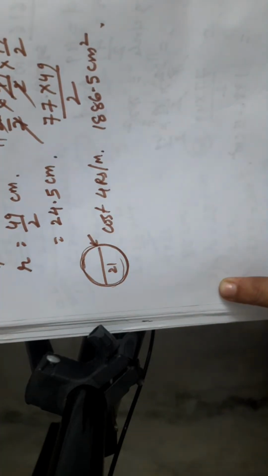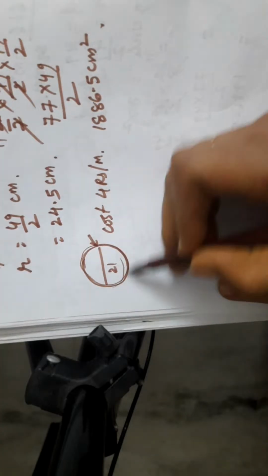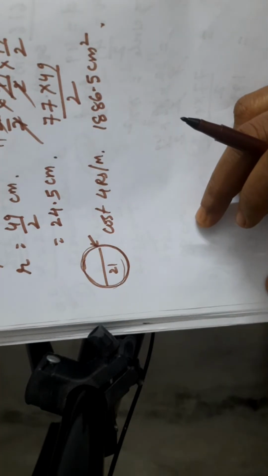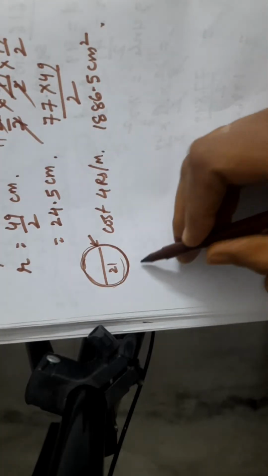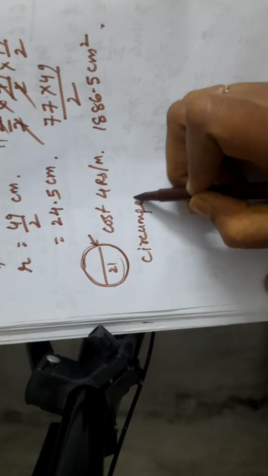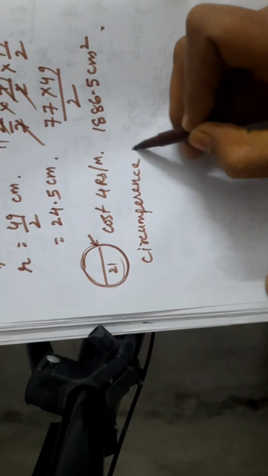Now cost is given. So here first we will be calculating circumference. He is making 2 rounds, so we'll find out the 2 circumferences. So here circumference of garden.